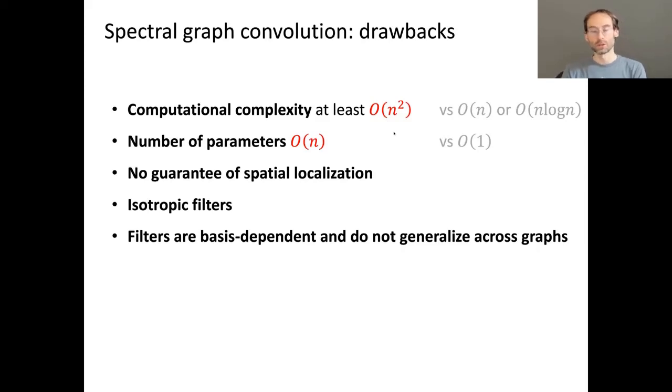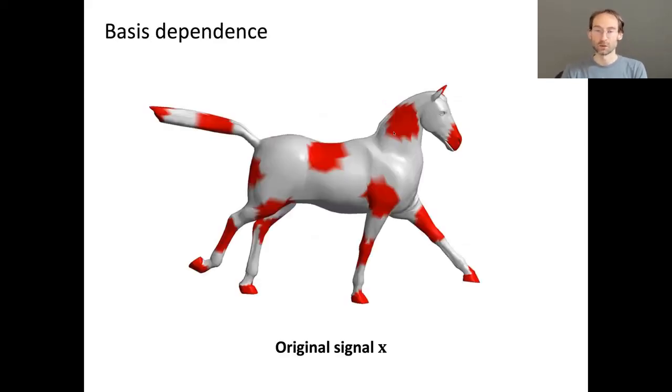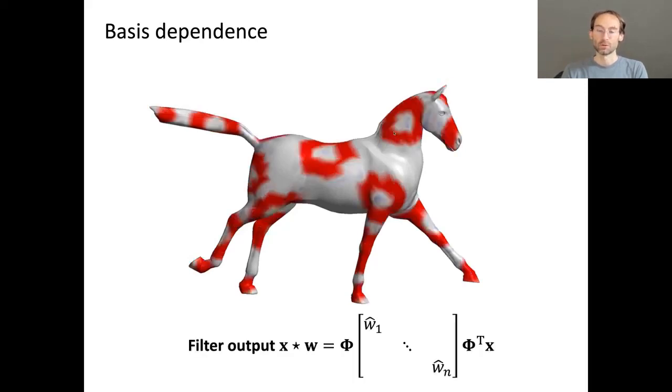So here we have a graph, or in this case, it's a mesh. I have some signal on this graph. Let's say that I apply some filter that does edge detection for these red blobs. So I do it in the frequency domain. I do Fourier transform, diagonal matrix multiplication by the spectral coefficients of the filter, and then the inverse Fourier transform.